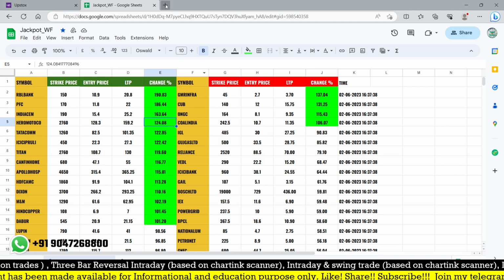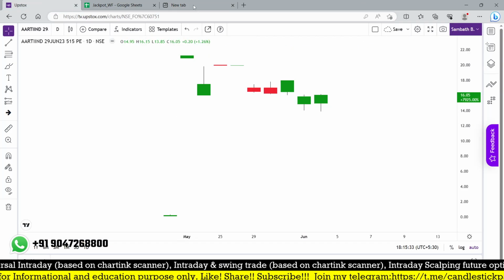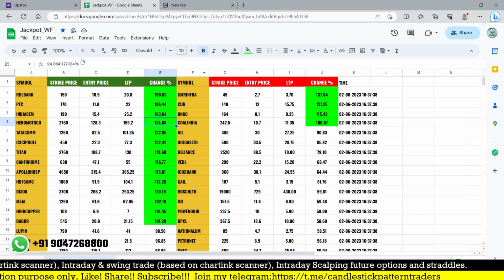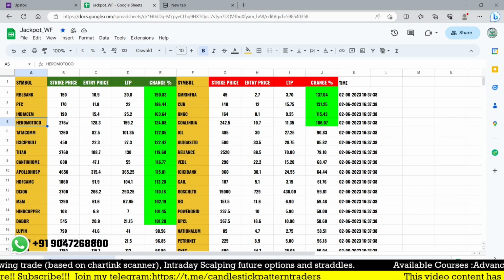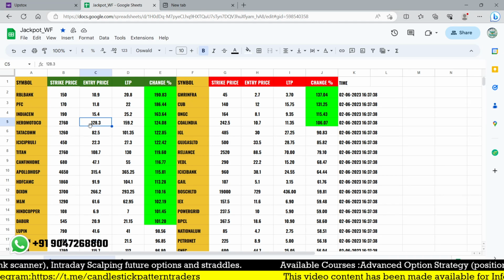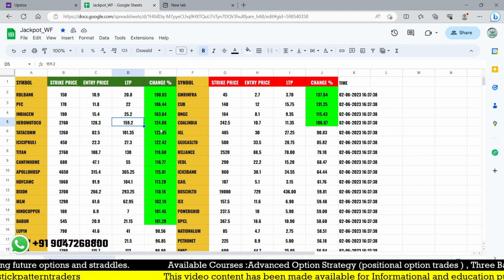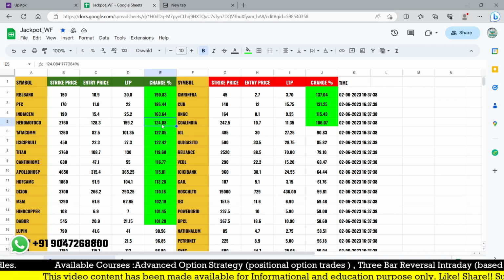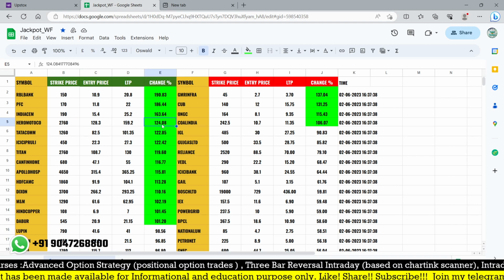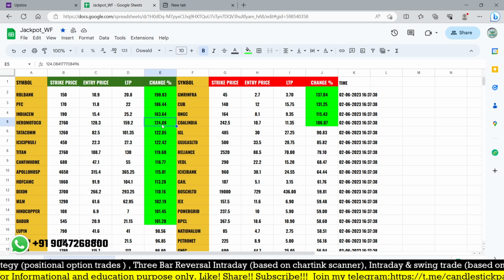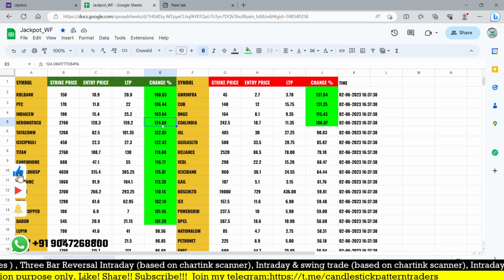So I'm going to tell you that. So with the charts, what should be the strike price? By using the sheet, we find out the stock ticker name and the strike price and the entry price and the current price and what is the change. That's good enough. But here you can't find out any stop loss or any target, because that depends on the strategy.